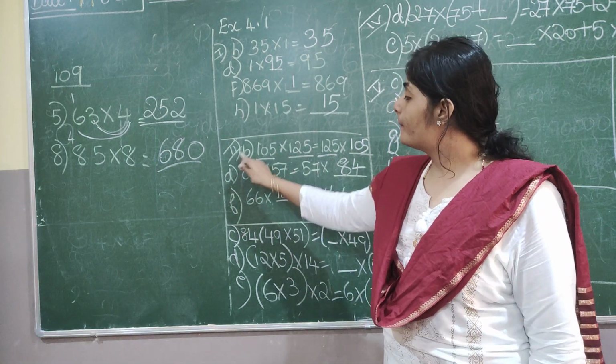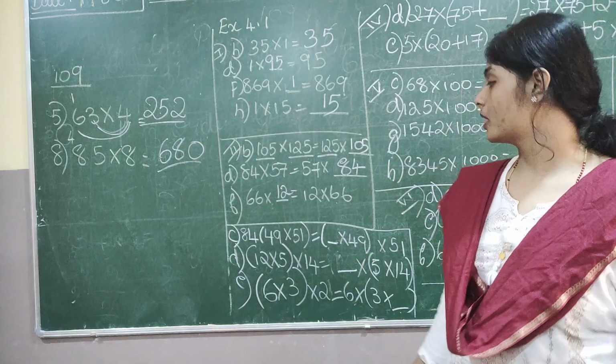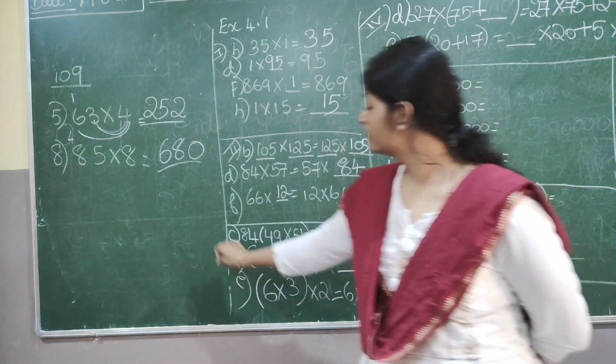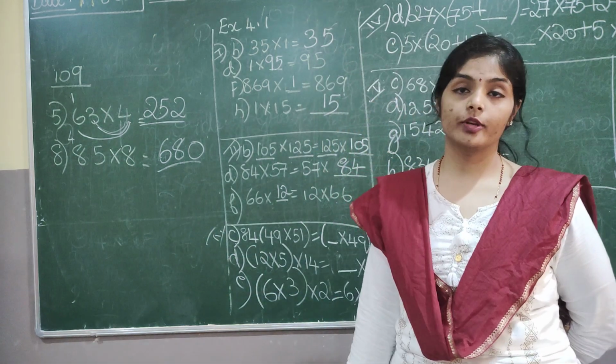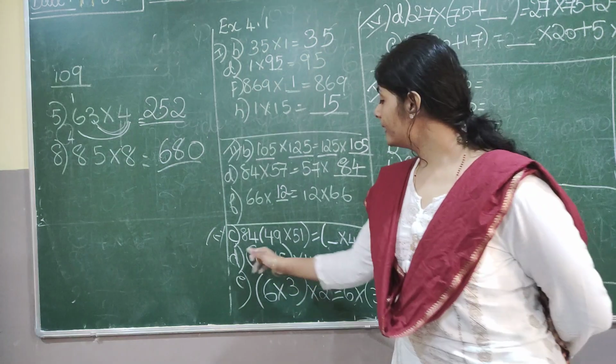Got it? B, D, F I have done. The rest of the things you will work out. Got it? Now, third main. C, D, E I am doing.